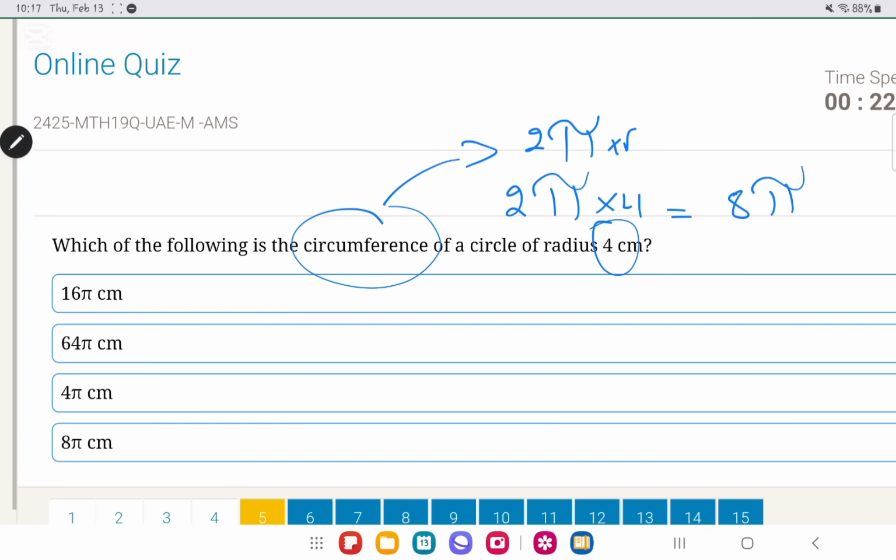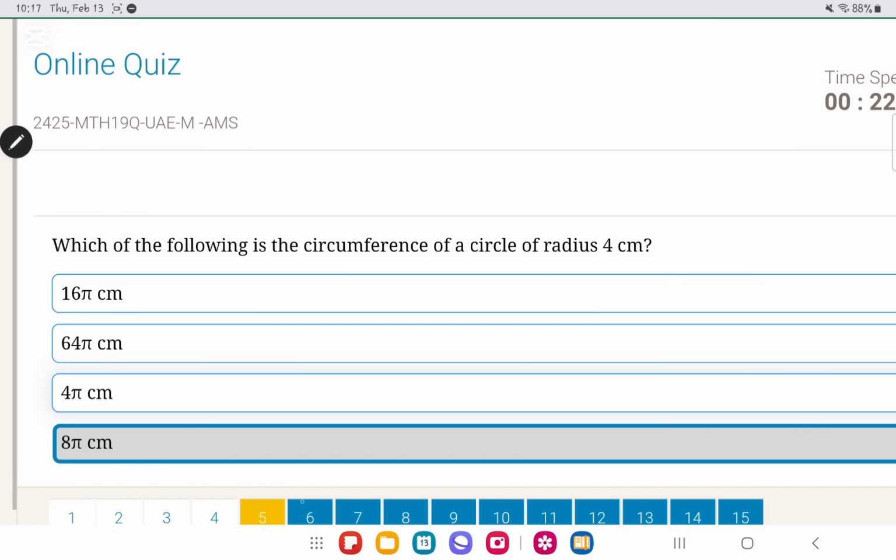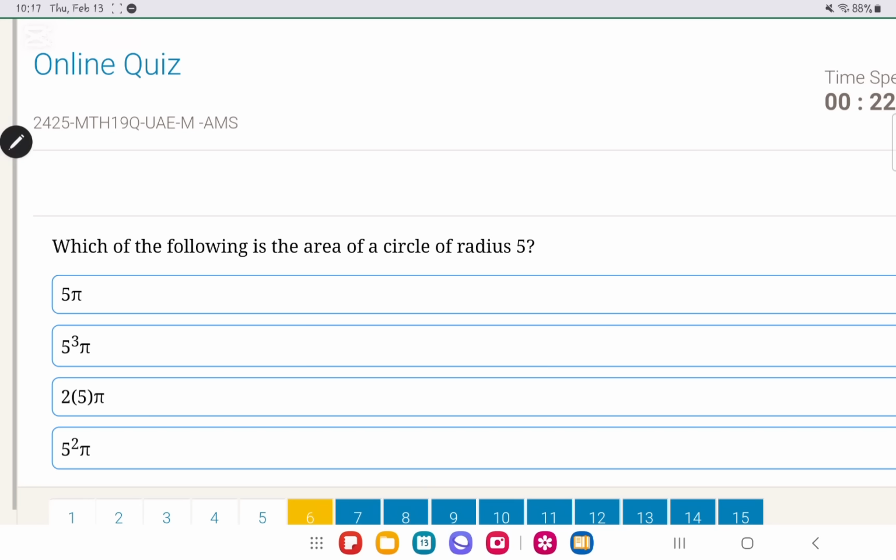So the circumference of a circle of radius 4 centimeters is then 8 pi. Okay, so we move on to the next question, which is question number 6. Which of the following is the area of a circle of radius 5? When we are talking about the area of any circle, it is pi r squared. So in this case, it's going to be pi times 5 squared.